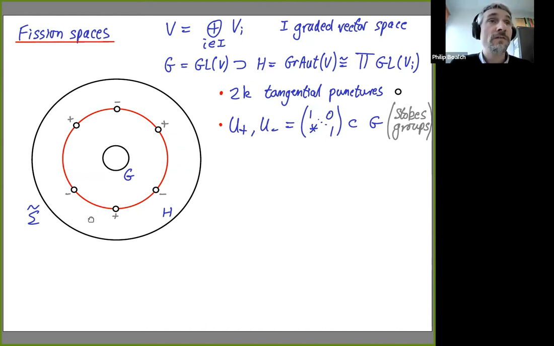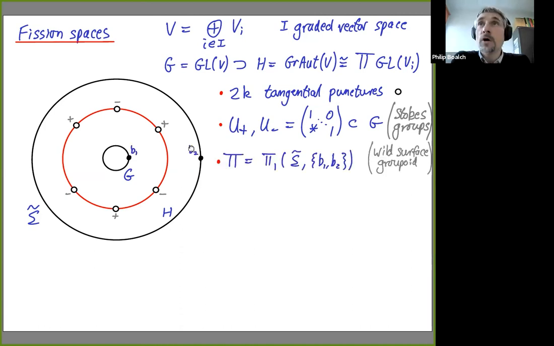Today I want to first of all go towards this quasi-Hamiltonian picture. So let's look at the moduli spaces of these Stokes local systems. So we can classify these. Let's just choose a base point on each of the boundary circles, and we can define this groupoid, the fundamental groupoid of this curve sigma tilde. So we're looking at all of the paths in here which have these base points on the boundary like this. We have this wild surface groupoid.